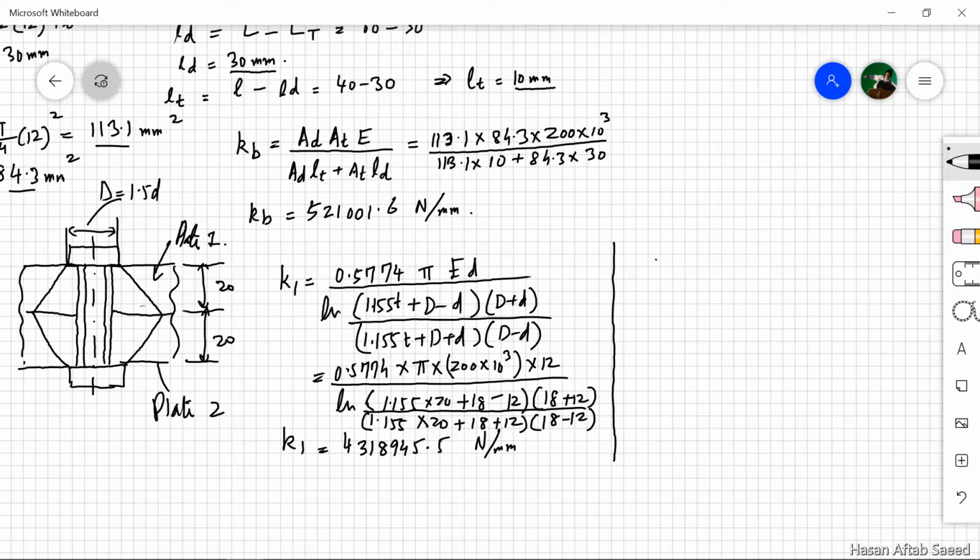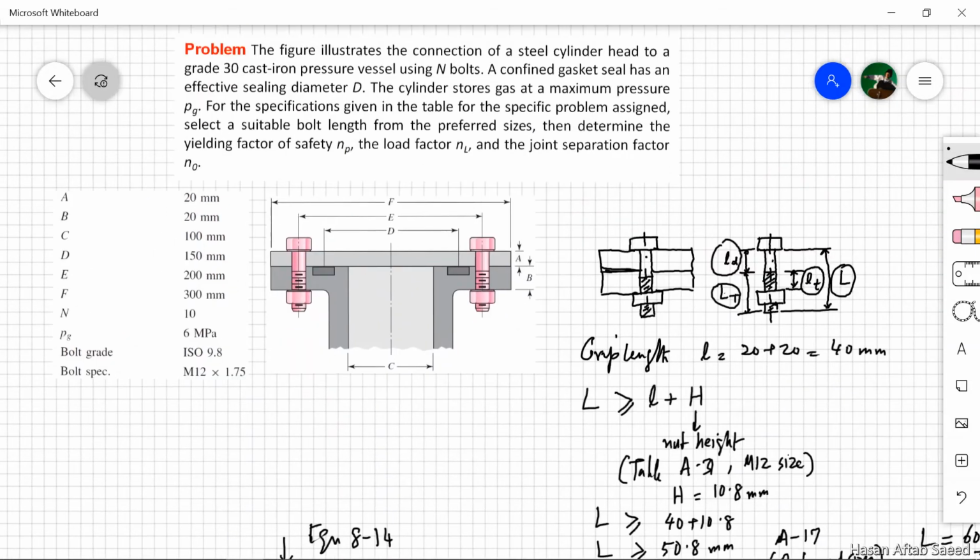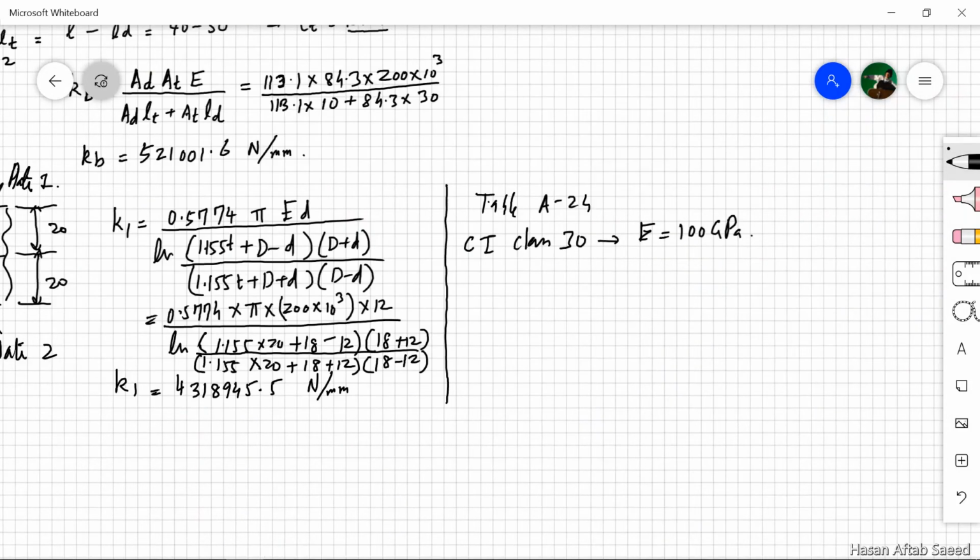So we go to table A24 against cast iron class 30, which is given in your question statement. E for this grade is 100 GPa, and 100 is a very good number. It's exactly half of the Young modulus for steel. Now this 100 is exactly half of the 200 of the steel.